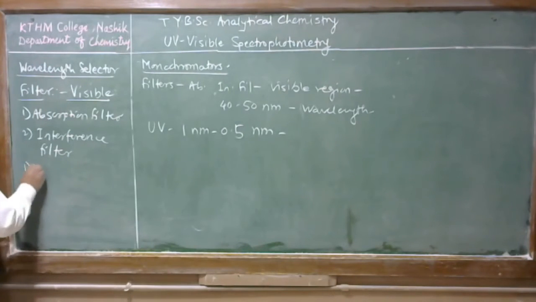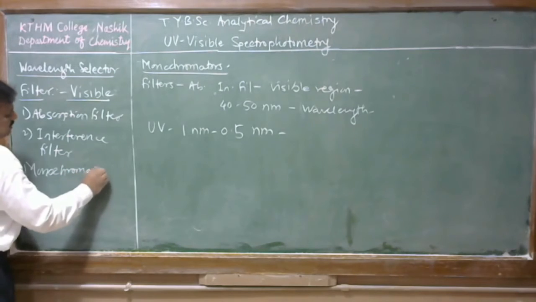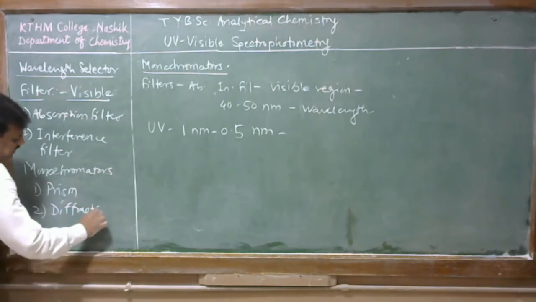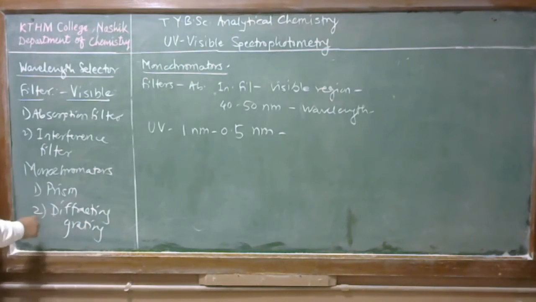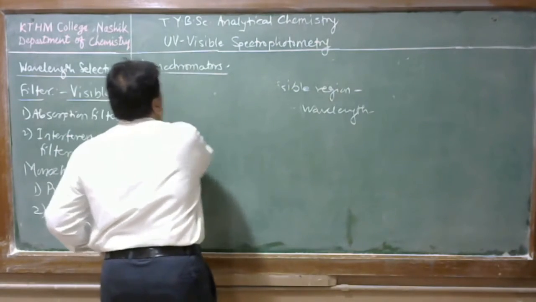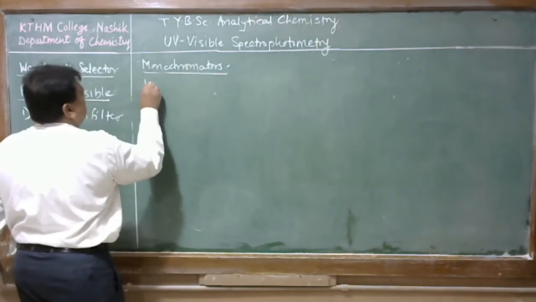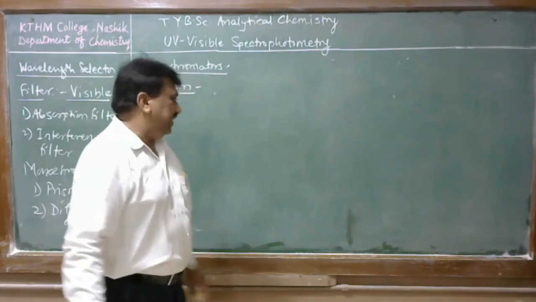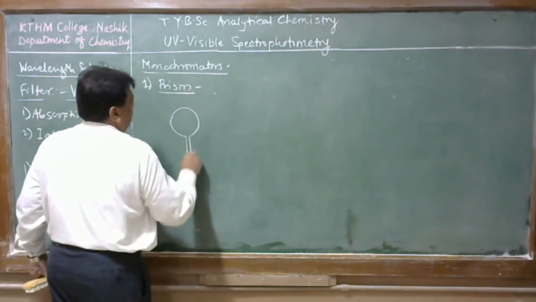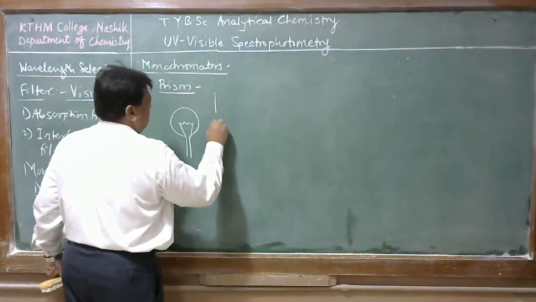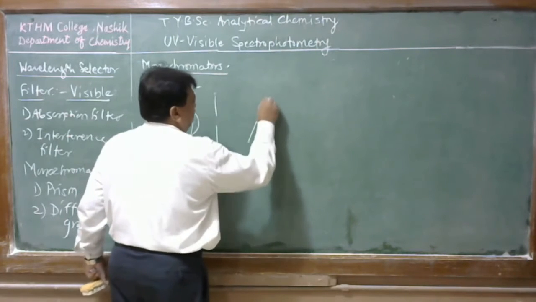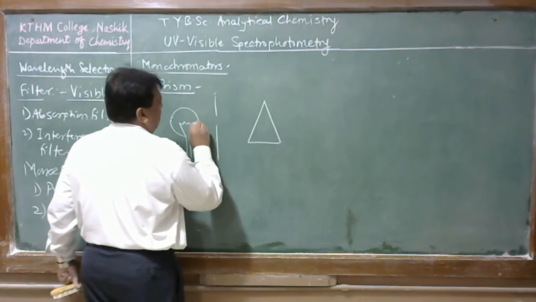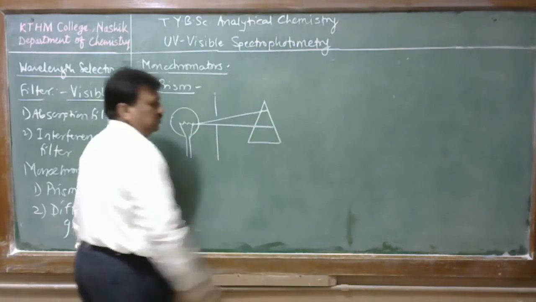Therefore, monochromators are of two types: number one is prism and number two is diffracting grating. The diffracting grating and the prism monochromator. First we discuss the prism monochromator. Prism is a dispersion medium utilized to obtain monochromatic radiation. Here this is a radiation source. We know that this source gives all possible wavelengths. This is a slit. Here, this is a prism, a triangular glass piece made of quartz. Here, the radiation is given from the source onto this prism.